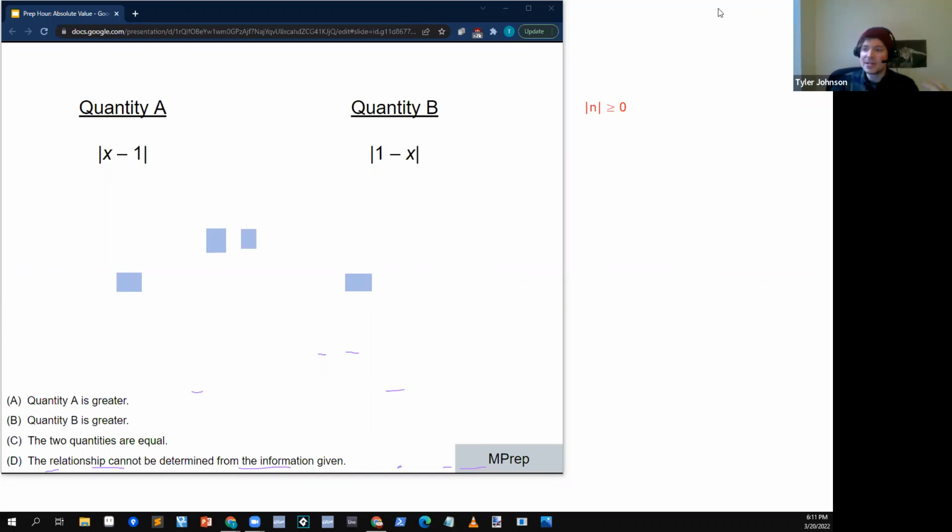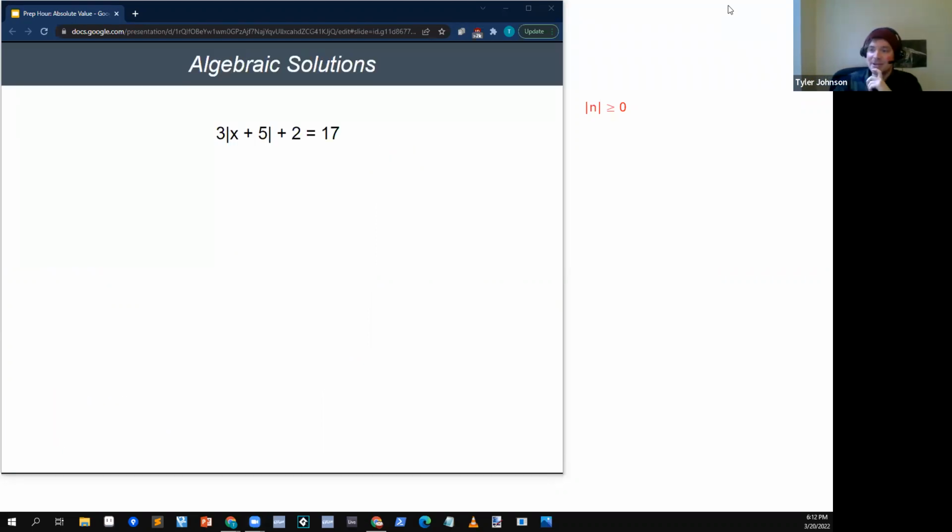So that's the kind of more conceptual number line type approach I like to take on a lot of these. But sometimes there's no way around just doing the algebra, so it's important to understand how those solutions look as well. So let's quickly walk through that process with an example here.